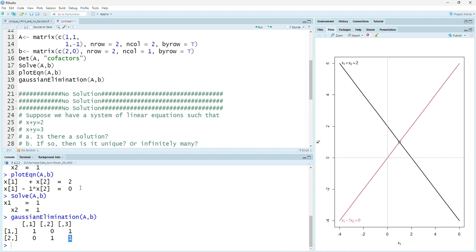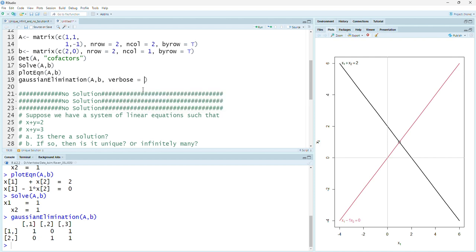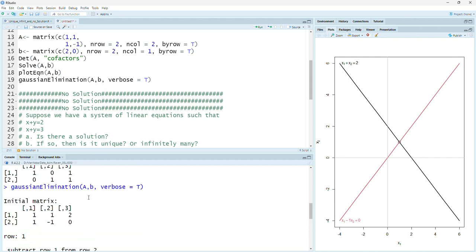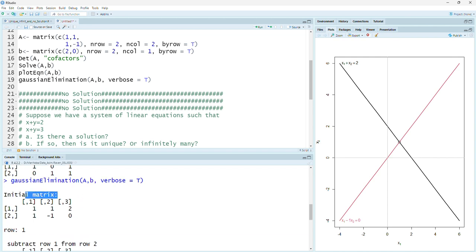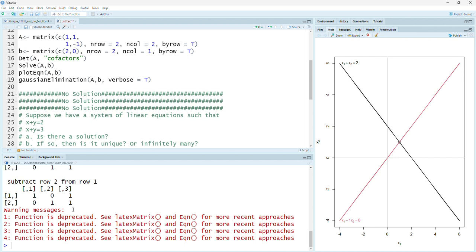Also, if you want to see the operations, just activate this command, make it true, and run it. You will see all the row operations. This was your initial matrix, and then there were row operations, and at the end of this matrix you will see 1 and 1. This is your answer.